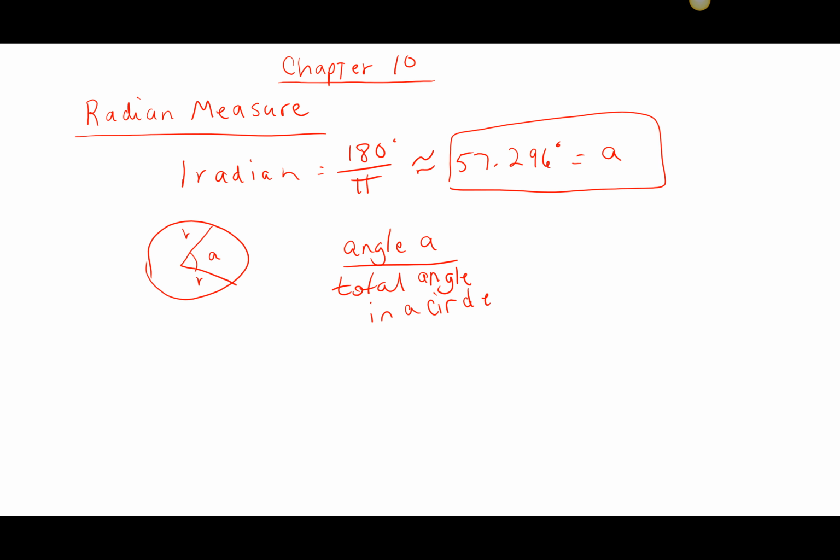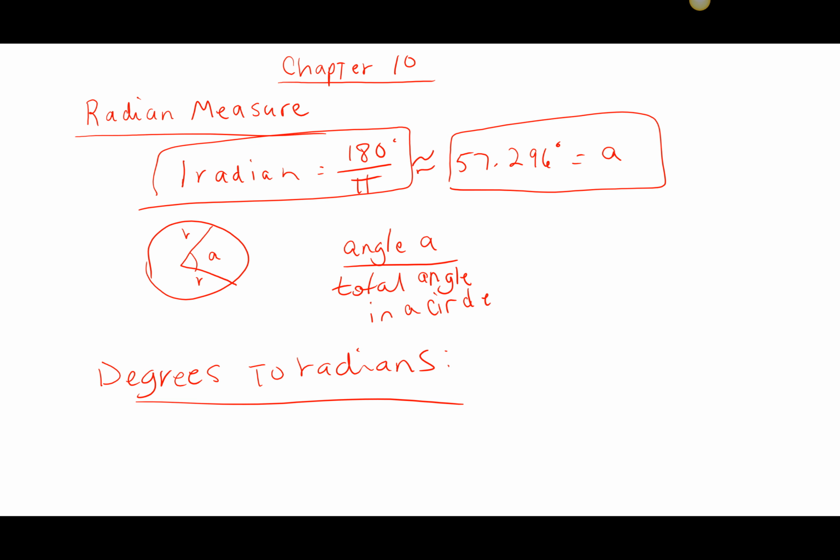Now, why is this important? Well, we can go between radians and degrees, or degrees and radians. So let's talk about degrees to radians. How do we do that? Well, we know that 180 degrees divided by pi is 1 radian. So we can use that to our advantage to convert between the two, okay? So we're going to use this formula here, and we're going to do those conversions.